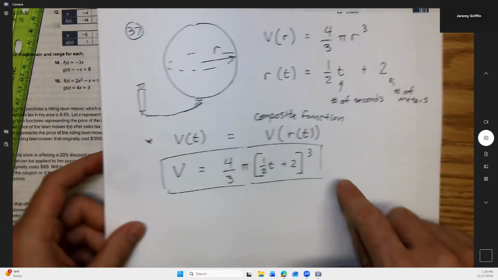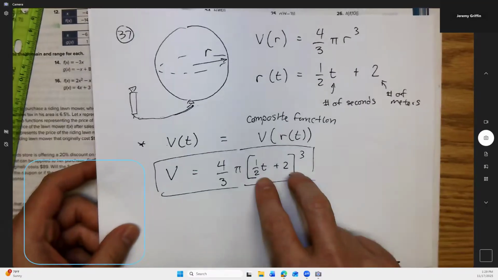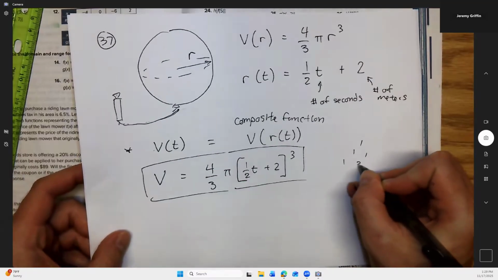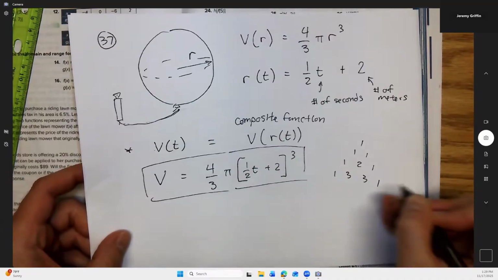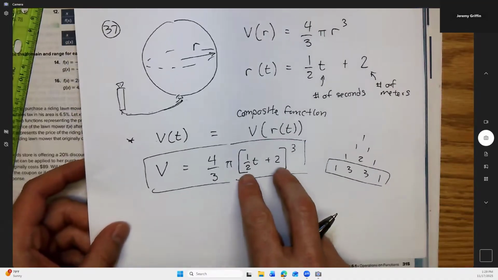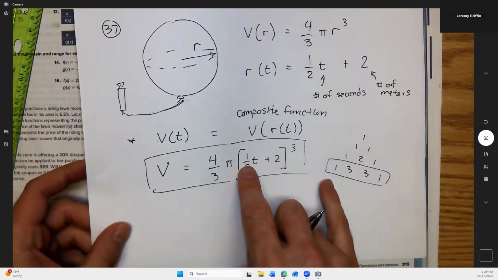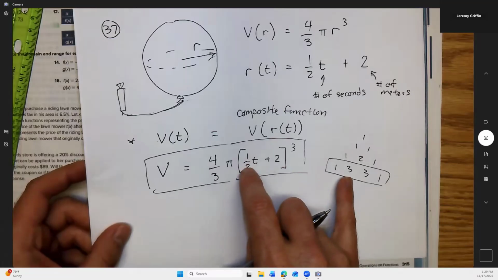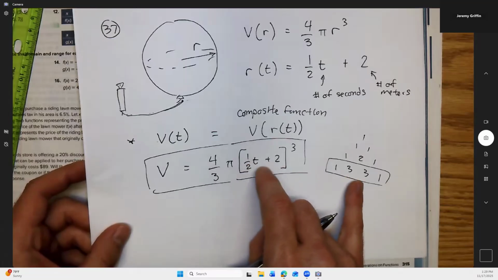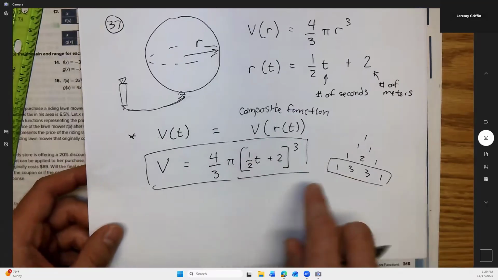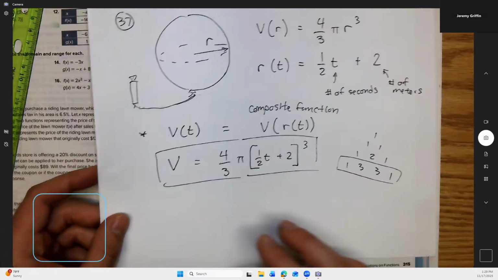Now, if you want to expand this out, you totally could. It would take some time because it's to the power of 3. We've got a binomial to the power of 3. You guys remember Pascal's triangle? 1, 1, 1, 1, 2, 1, 1, 3, 3, 1, and so on. So you can use this row to do the binomial expansion. That's the first term to the power of 3, plus the first term squared times the 2, all with a coefficient of 3 on the front, and then this term times the 2 squared, also with a coefficient of 3, and then just the 2 to the power of 3. And that would be furthermore multiplied by 4/3 pi.